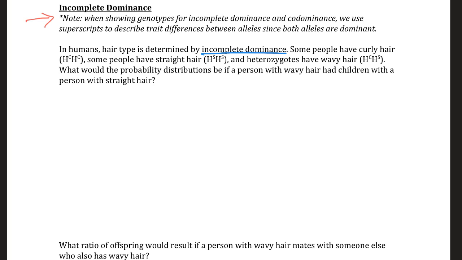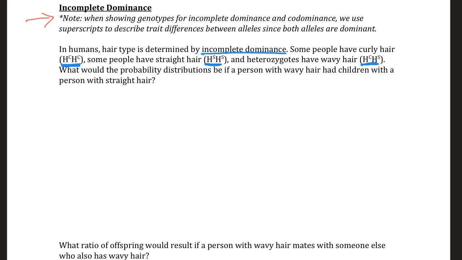So it says here, some people have curly hair, and it gives you the genotype, HCHC. Some people have straight hair, genotype HSHS. And heterozygotes have wavy hair. So you can see wavy hair is where you get one HC from a parent and the other is an HS from the other parent. And so you have kind of an in-between between curly hair and straight hair, which is wavy hair.